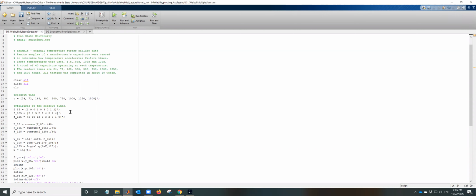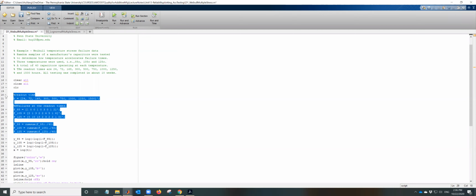Now, how are we going to test whether the data follow the Weibull distribution or not? The first step we do is calculate f. This is a lowercase f, the cumulative failures. That means at a particular time and a particular temperature, how many failures we have. In total, we have 40 capacitors at the beginning of the test. So we take the cumulative failures at a particular readout time divided by 40, and we get the cumulative distribution. So those are the data.